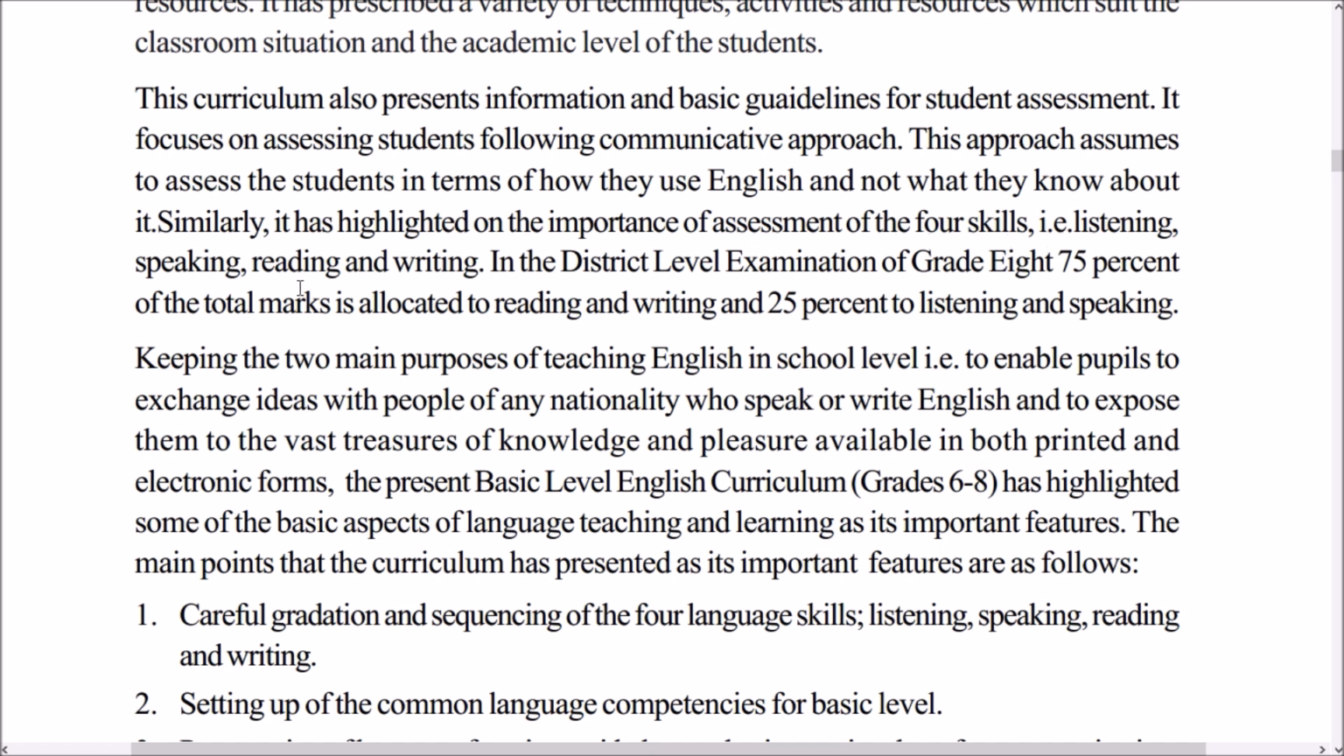They are listening, speaking, reading, and writing. In the district level English of grade 8, 75% of the total marks is allocated to reading and writing and 25% to listening and speaking.